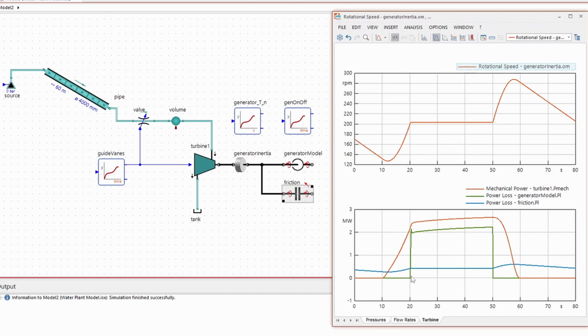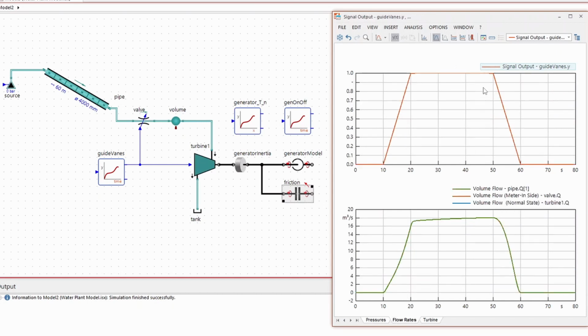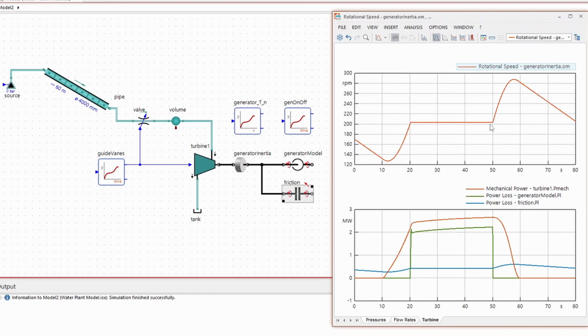After 20 seconds of simulation time, the generator receives a signal to start producing electricity using the turbine power. The generator is controlled in such a way that it changes the amount of torque it is withdrawing from the turbine so as to keep the turbine at its nominal operating speed of 200 RPM. After 50 seconds, the generator is turned off and stops withdrawing power, and the valve begins to close. Without the resistance of the generator, the turbine accelerates for a few seconds until the reduced water flow from the closing valve is no longer enough to maintain its speed.